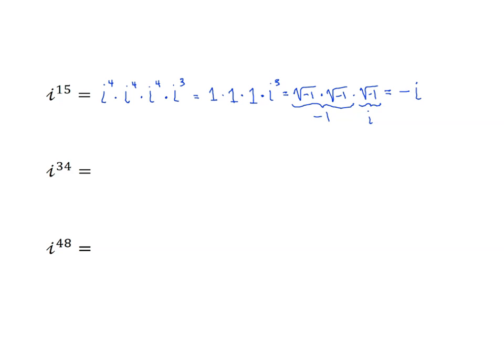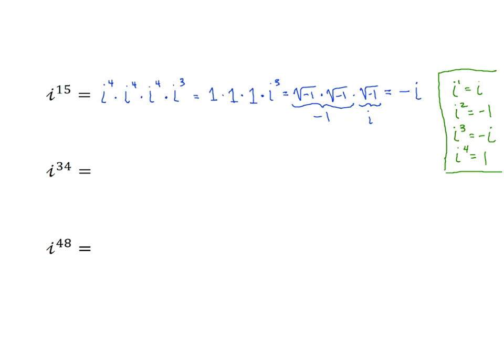Now, what would really be helpful is if you made yourself a little chart that listed them out. So I'm going to do that here off to the side, just as a reminder, to make it a little bit easier as I'm going through and simplifying these. I've got i to the 1st, and that's just i. Then I've got i to the 2nd, which is -1. i to the 3rd is -i. i to the 4th is 1.